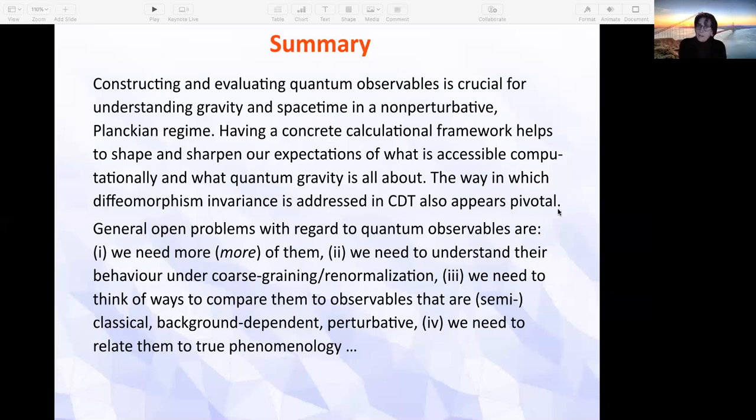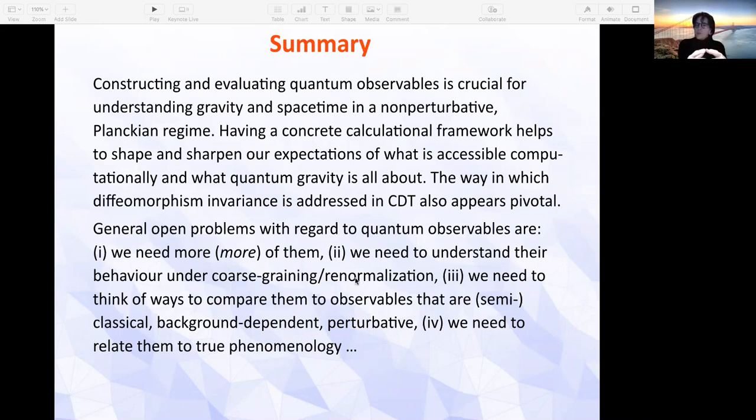Now, the way in which diffeomorphism invariance is addressed will be very crucial. In CDT and DT, it happens in a very specific way, which seems very important. How this may work in other approaches which treat diffeomorphisms differently, I do not know, but it's a very interesting question. Now, in terms of general open problems, I could talk about those for a long time, but let me confine myself to a few points. So just general points on quantum observables. Of course, we need more of them. And I think everyone can sign up to that.